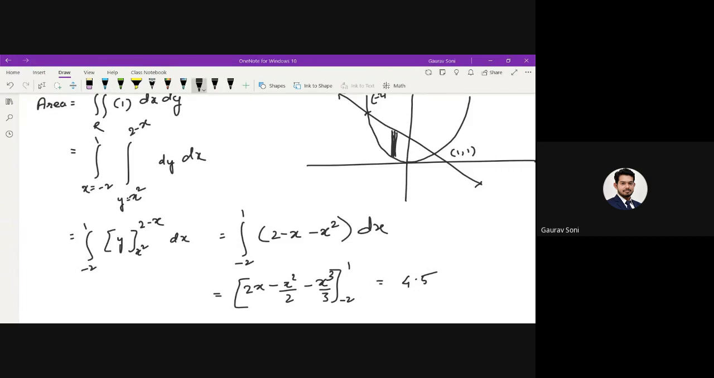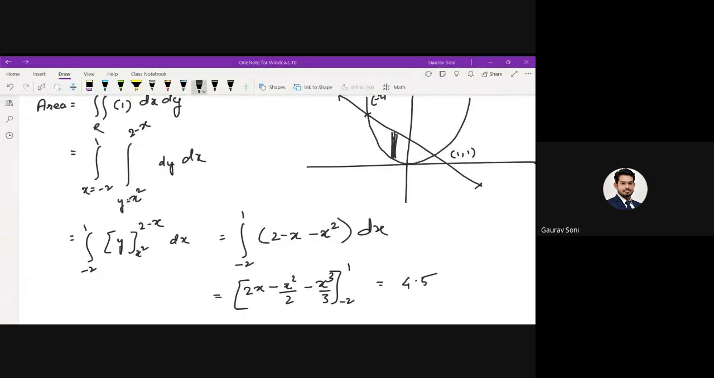Fine. So that's all about the double integral. In the next lecture, we'll solve some examples on triple integral where the limits are provided, and in the last lecture we'll do the volume and our syllabus will be over then.